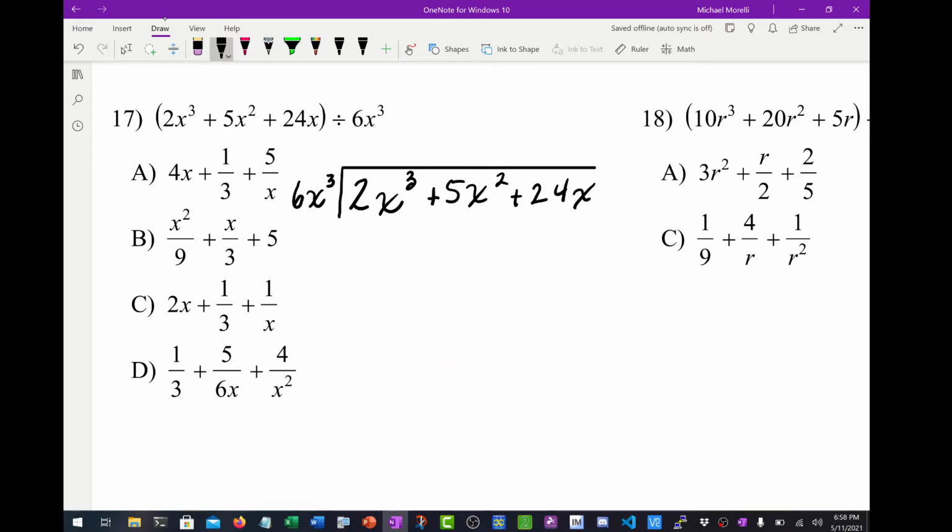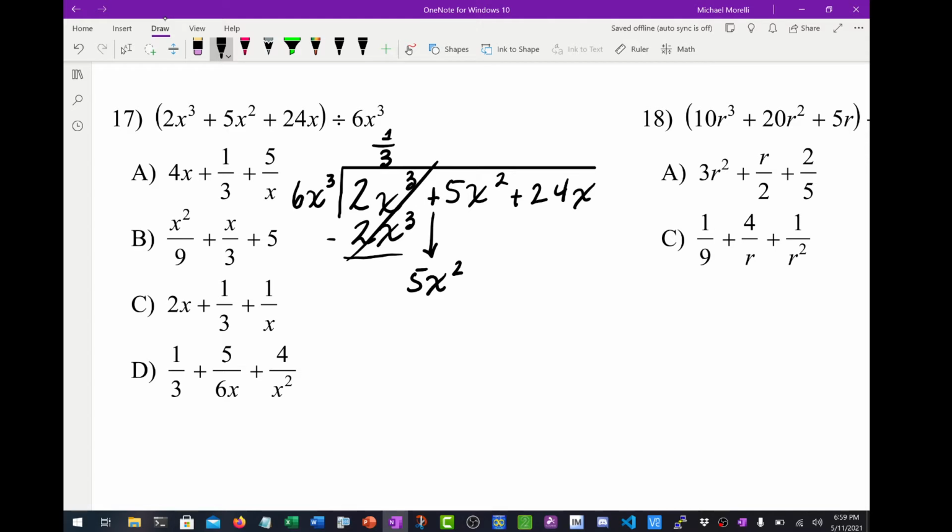So the first term of our quotient is the fraction 1/3. And we already know that when we multiply 1/3 by 6x cubed, the result, the product, will be 2x cubed. So we just multiply that out to x cubed. There should be no remainder here. This should just cancel out. And then you just kind of bring down the next term, 5x squared.